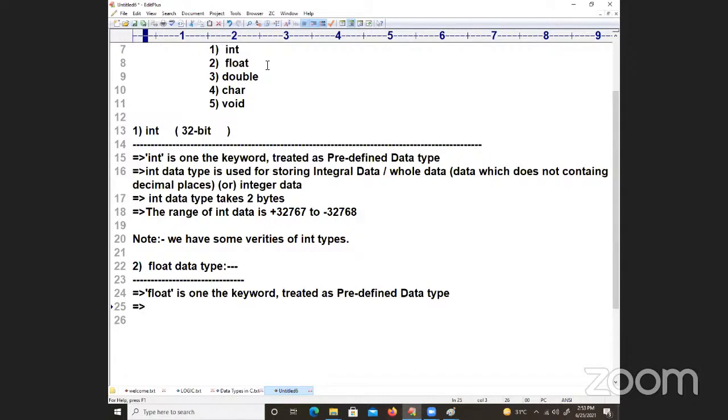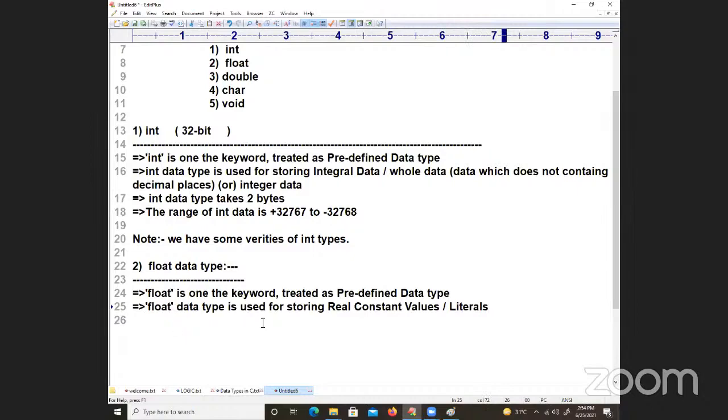Okay. Next one is called what? What is the purpose of this? Float is one of the keywords. You treat it as what? A predefined data type. Float data type purpose is what? Float data type is used for storing real constant values. See the wording: real constant values, real constant literals.